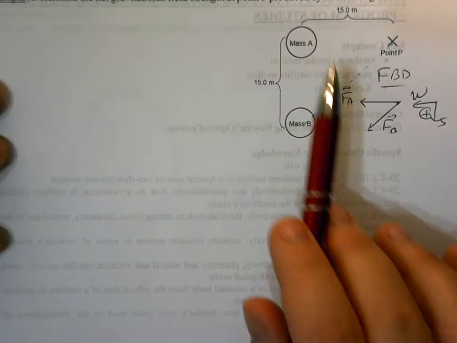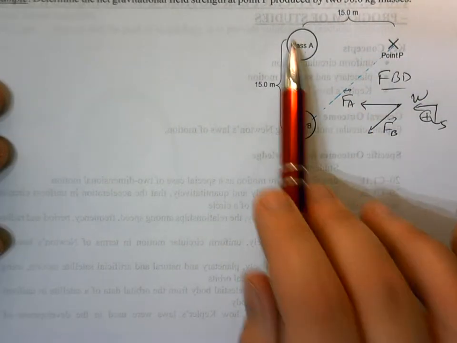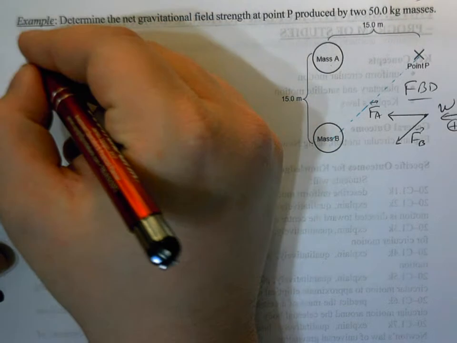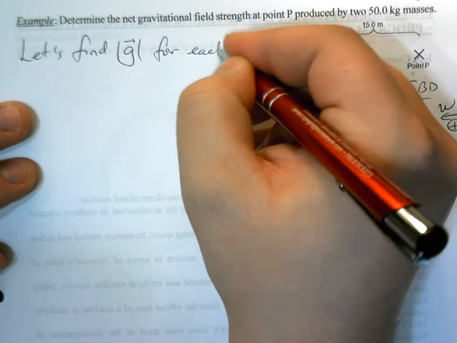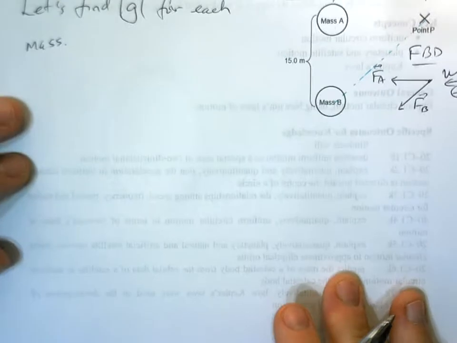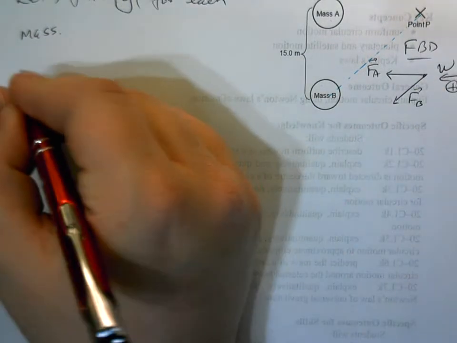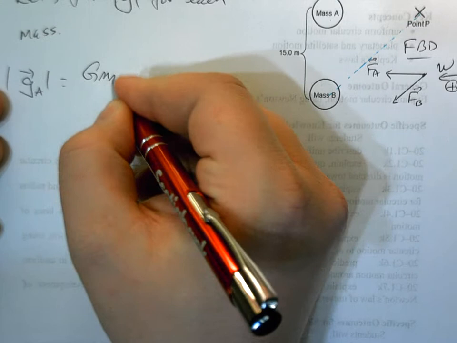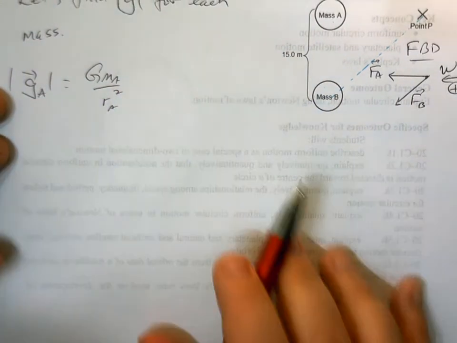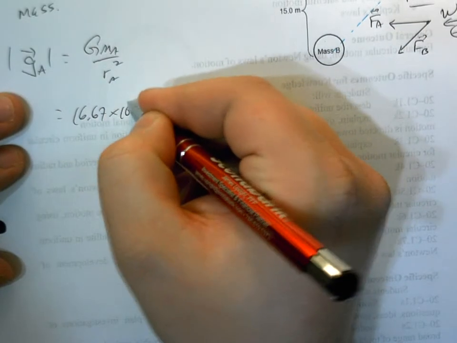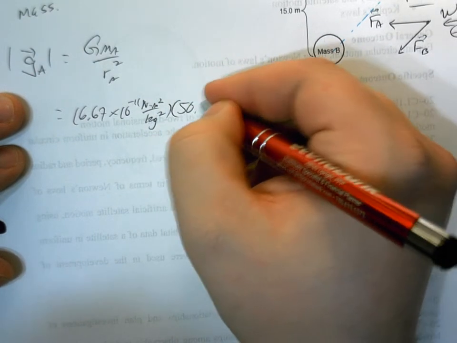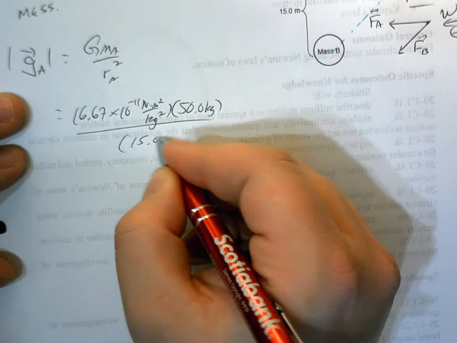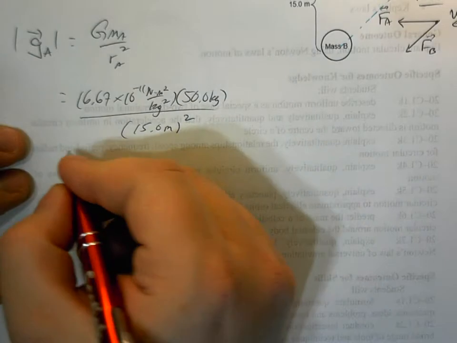So what we want to do is find the contributions to the gravitational field strength from each of these masses. So let's do that. We're going to find the magnitude of g for each mass. So first up, for A, we're going to have G times the mass of A divided by that radius squared, or that distance squared, which is 15 meters. So we get our 6.67 times 10 to the minus 11 newton meters squared per kilogram squared. We have our 50 kilograms, and then we're dividing that by 15 meters. And as always, do not forget the square.